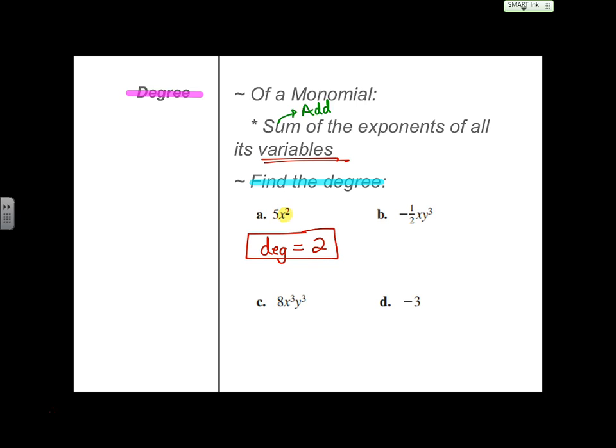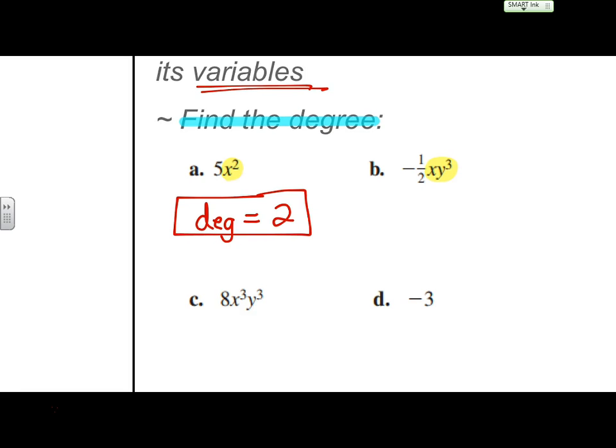Now, this might make a little more sense when you go look at these exponents. Okay, look at letter B. I mean, making a ruckus. Make sure folks do that. We're good. Eyes open.